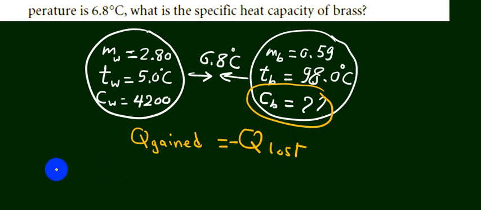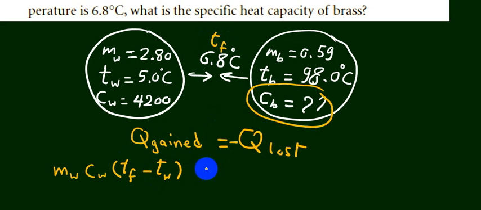The amount of heat gained equals m c delta T: m water, specific heat of water, multiplied by the change in temperature. The change in temperature equals Tf minus T water, where Tf is the final temperature, equals minus Q in brass: m brass, C brass, change in temperature, also Tf minus T brass.